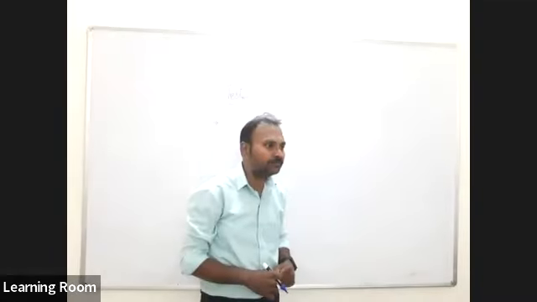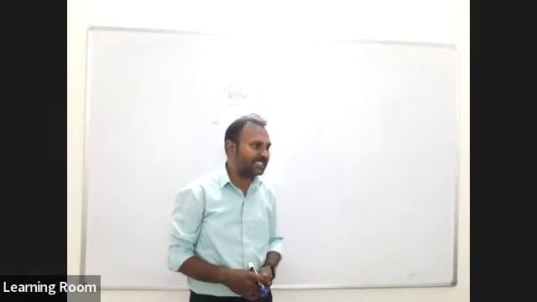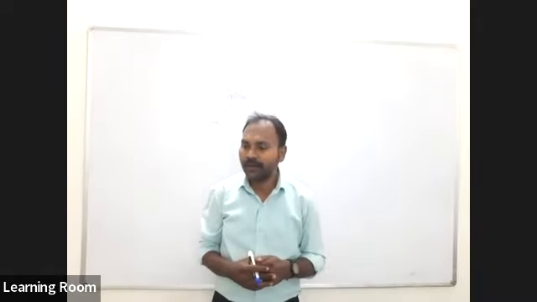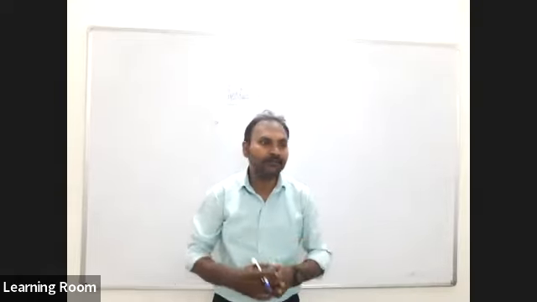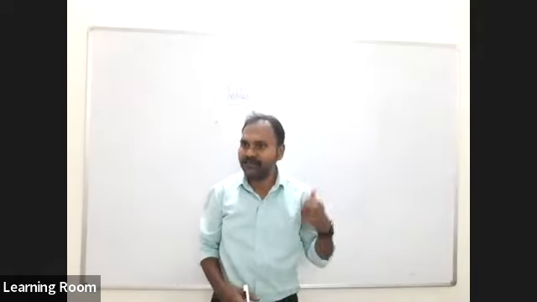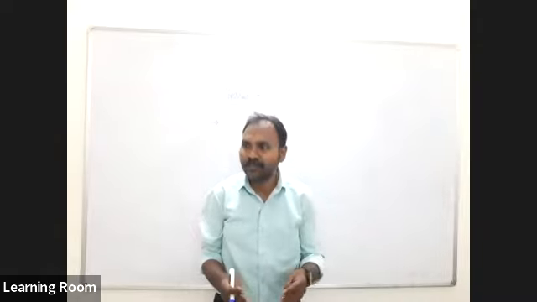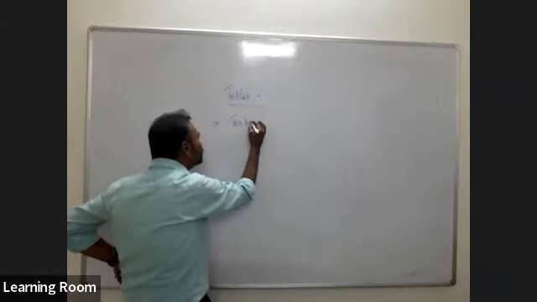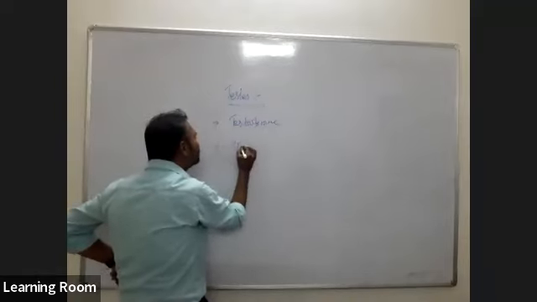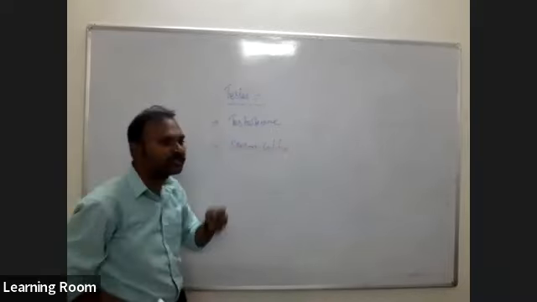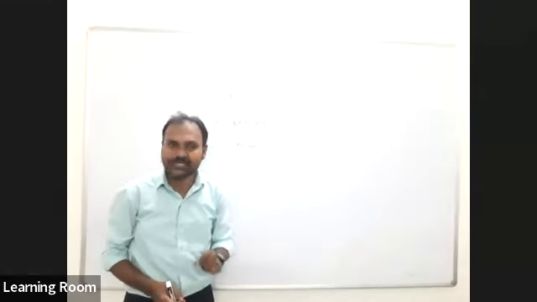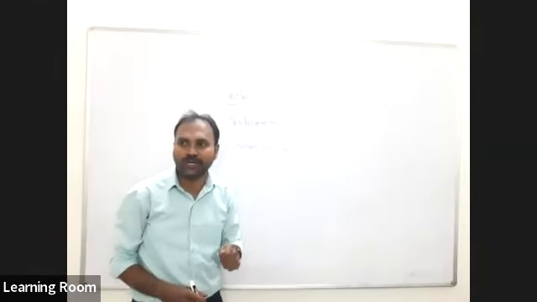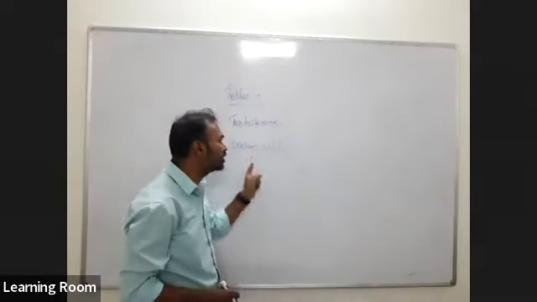Okay, the testis is the gonad present in males. A pair of testes is present. There are two hormones from the pituitary that make the testis produce its products: sperm cells and the testosterone hormone. What are the primary functions of the testis? It produces testosterone and sperm cells. The two pituitary hormones make the testis produce testosterone and sperm cells.